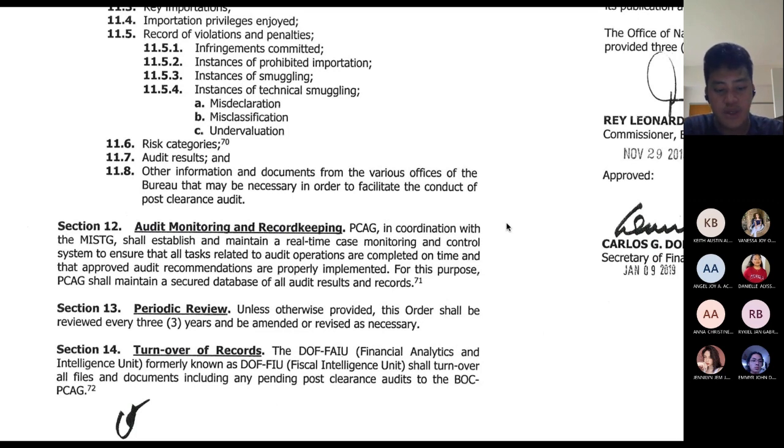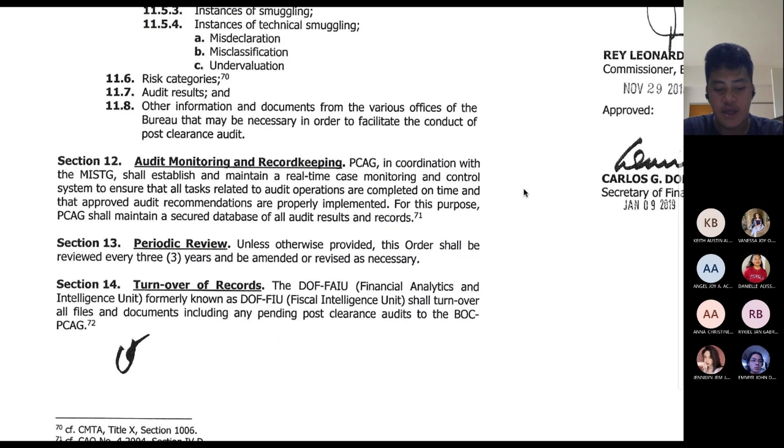Section 12, Audit Monitoring and Record Keeping. PCAG, in coordination with the MISTG, shall establish and maintain a real-time case monitoring and control system to ensure that approved audit recommendations are properly implemented. For this purpose, PCAG shall maintain a secure database of all audit results and records. Section 13, Periodic Review. Unless otherwise provided, this order shall be reviewed every 3 years and be amended or revised as necessary.